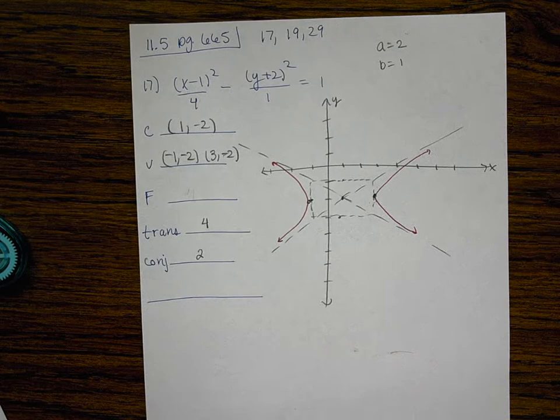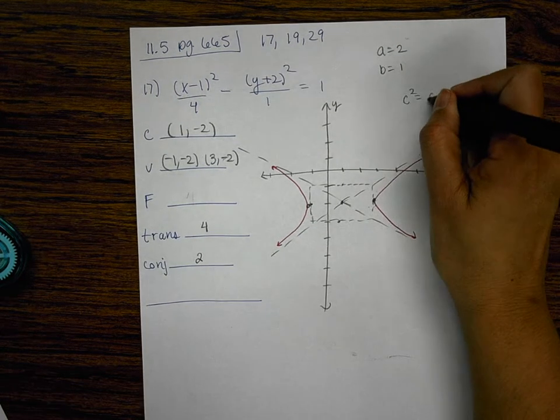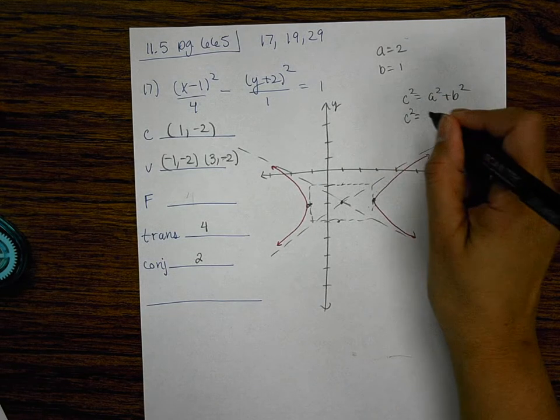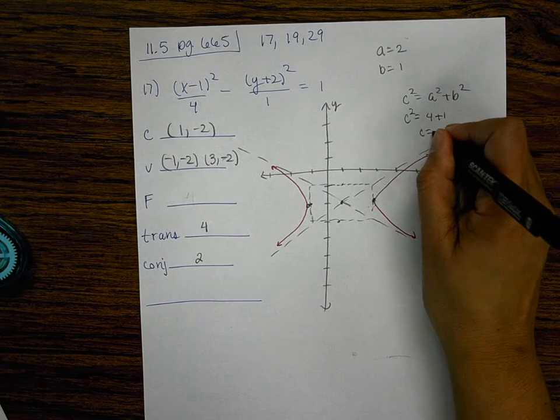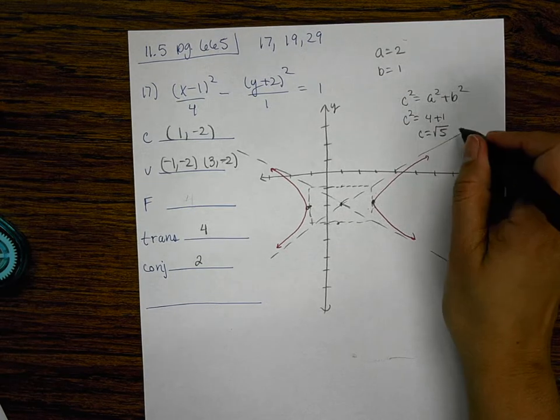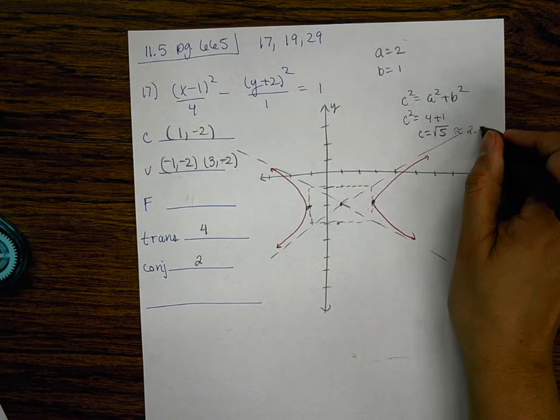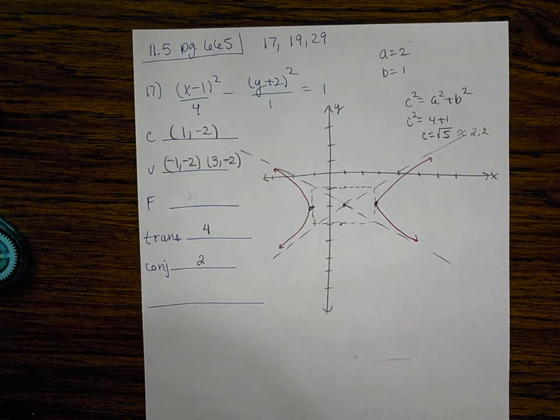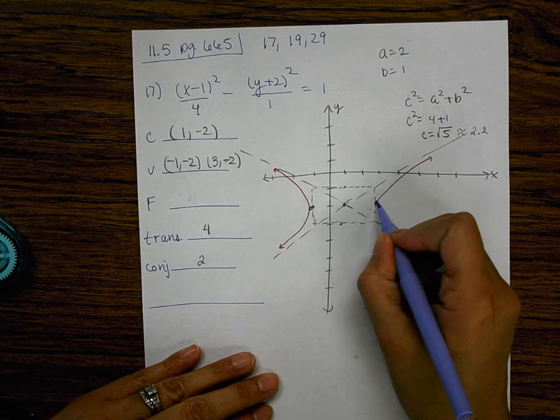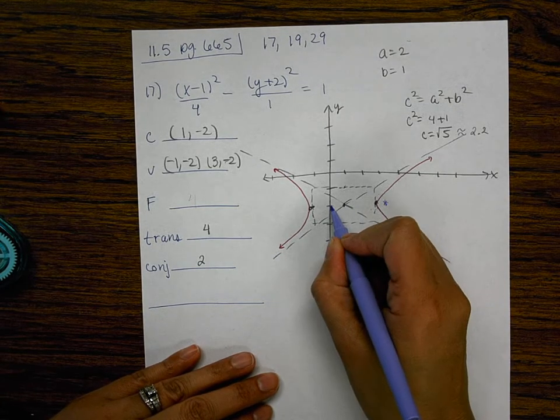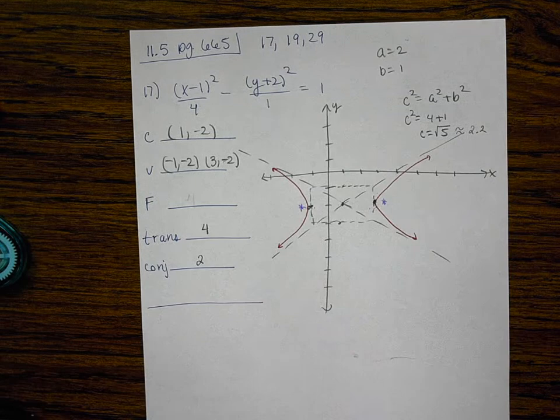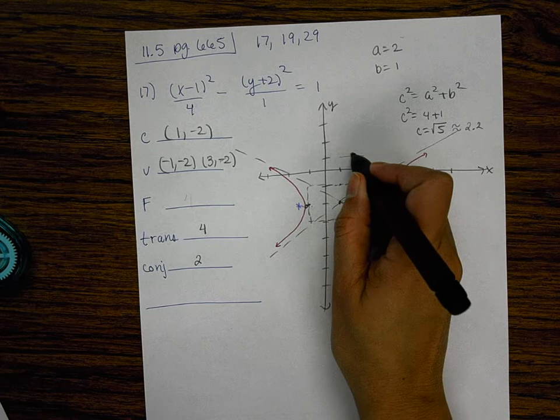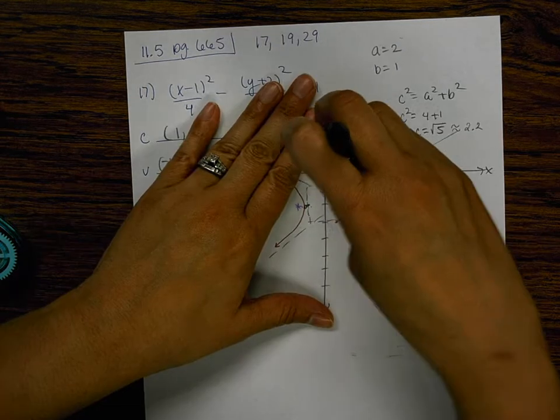Okay, now I'm going to do my c squared equals a squared plus b squared. Remember, that's a minus, so the formula is a plus. C squared equals 4 plus 1. C equals the square root of 5. Now the square root of 5 is approximately 2.2, and I'm only doing that for the graphing purpose of it. I'm going to go right and left 2.2. So right 2.2 and left 2.2, which makes sense because I'm right outside the box shape but inside the cups.